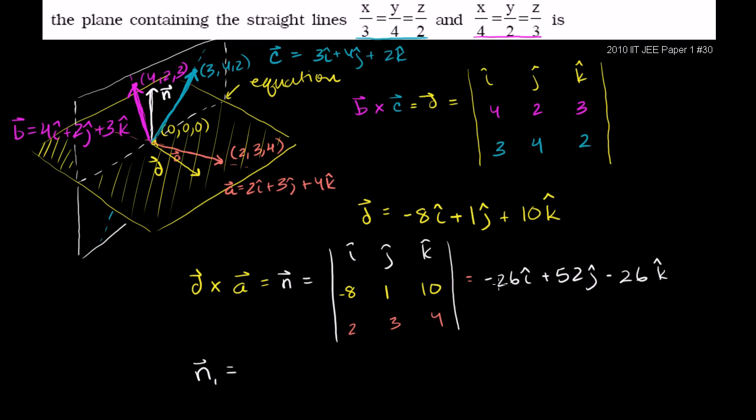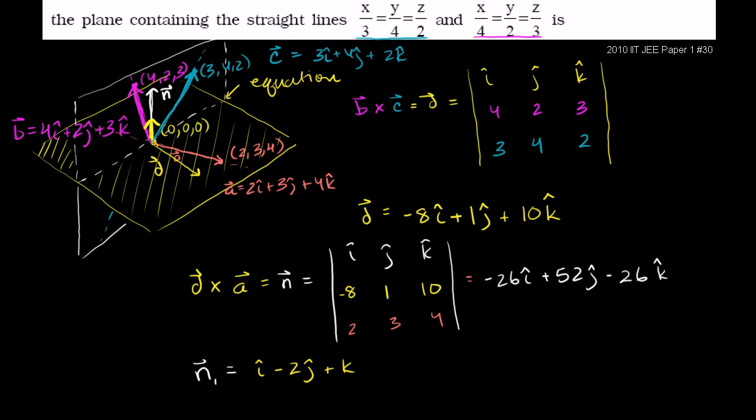I want to find any vector. I already found one, and now I'm just going to scale it down so that it's a simpler vector. So if I divide everything by negative 26, I get i minus 2j plus k. So that might look something like this right over there. So this is our n1 vector that's normal to this. Now, just using this, we can figure out the equation of this plane right here.